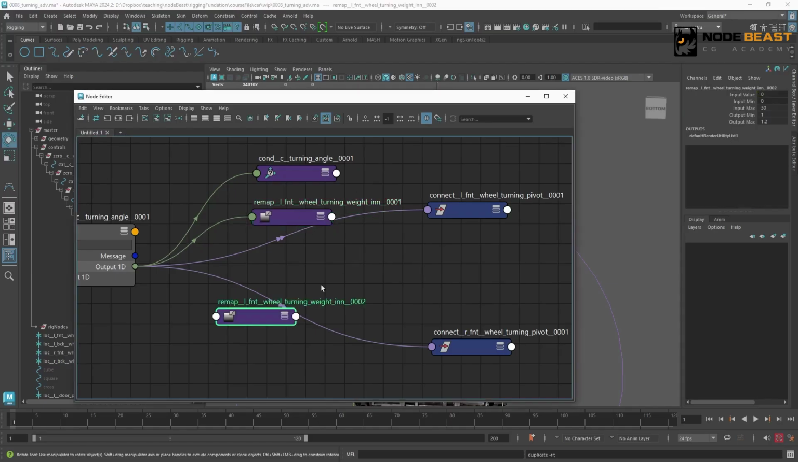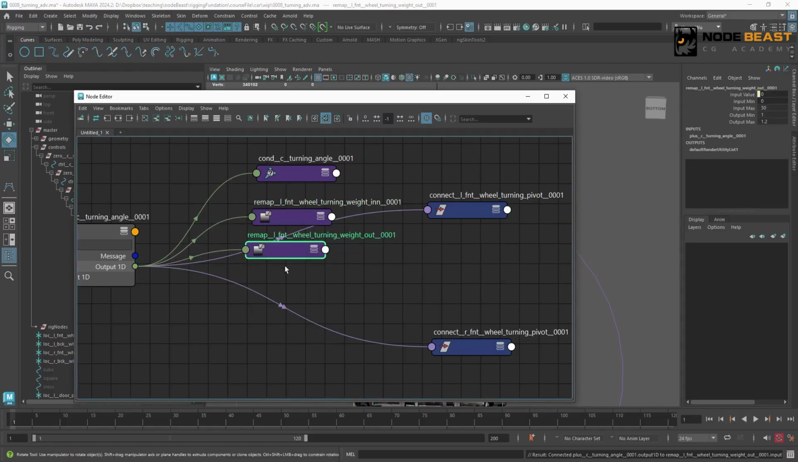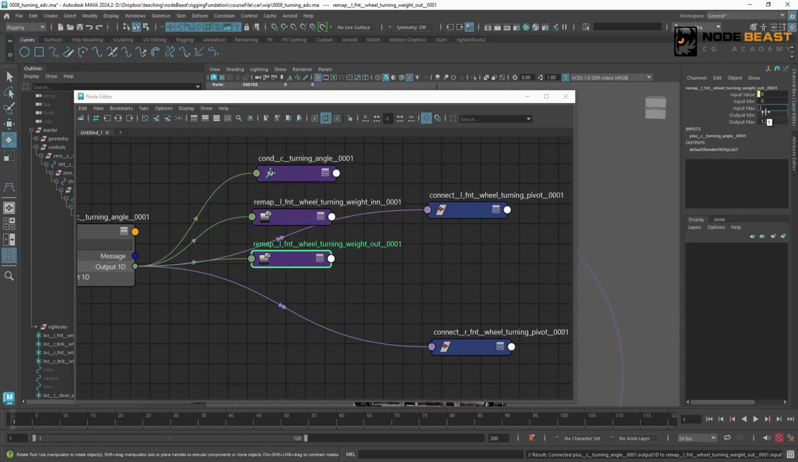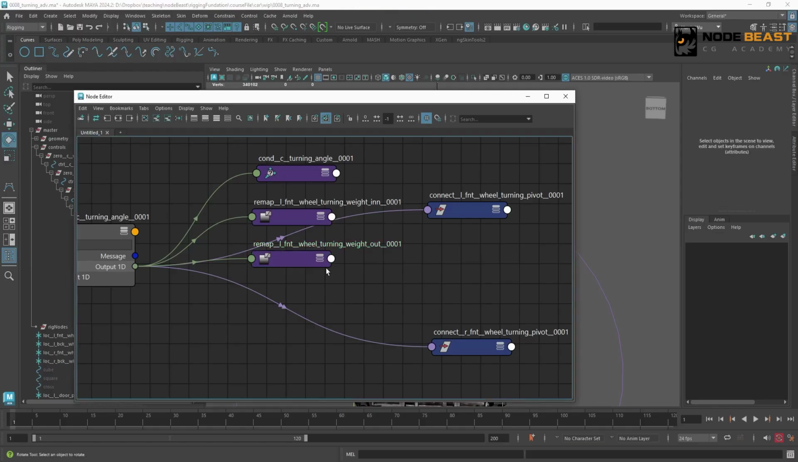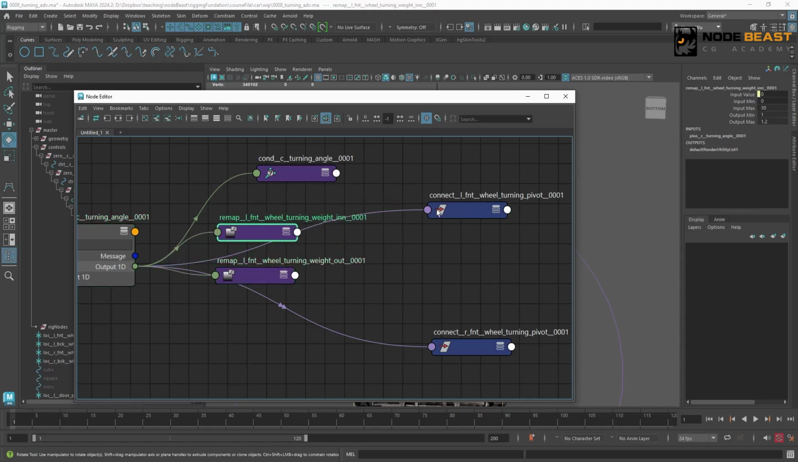Then let's duplicate 1 for the outer side. This will be negative 30. We know it will be less than the base rotation angle. Let's set it to 0.85. Then we need to take this weight value and multiply it by the car body's rotation angle to get this wheel's different rotation angles in both directions.